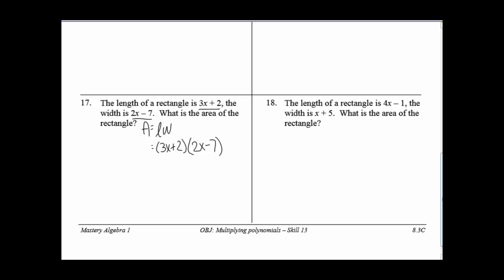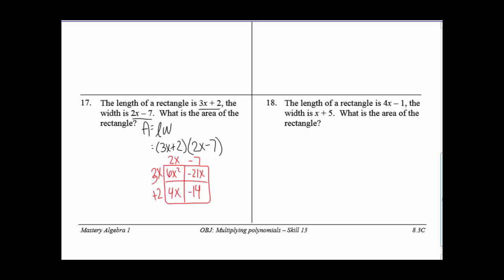So I have a binomial times a binomial, which means I'm going to have 4 boxes. On the left-hand side, I'll have 3x and a plus 2. And on the top, I'll have a 2x and a minus 7. So if I multiply inside my boxes, 3x times 2x gets me 6x squared. 3x times negative 7 gets me negative 21x. 2 times 2x gives me a 4x. And 2 times negative 7 gets me negative 14.